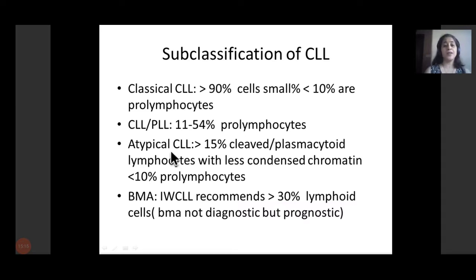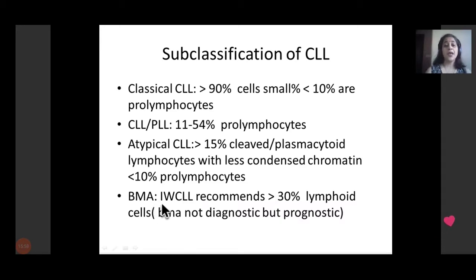There's another subtype of CLL, which is atypical CLL, where we have got 15% cleaved or plasmacytoid lymphocytes with less dense chromatin and less than 10% prolymphocytes. So here we have to pay attention to these cells. That means 15% cleaved cells, which are akin to centrocytic cells, or plasmacytoid cells. That means the cells which are now getting the post-germinal genotype or phenotype. That means they have been antigenically stimulated and they represent immunophenotypically different antigenic expressions.